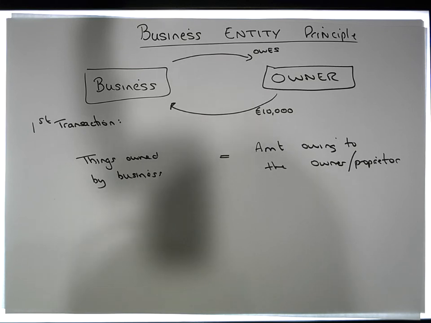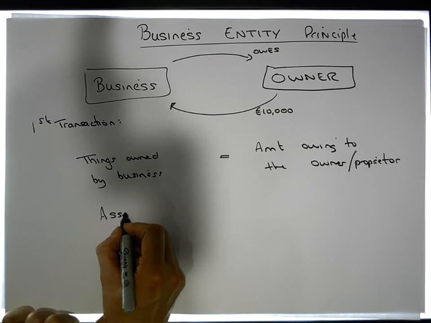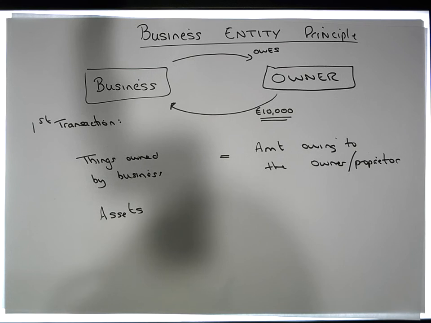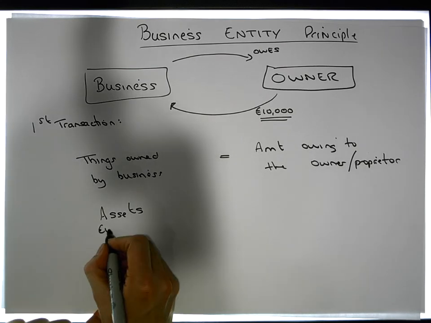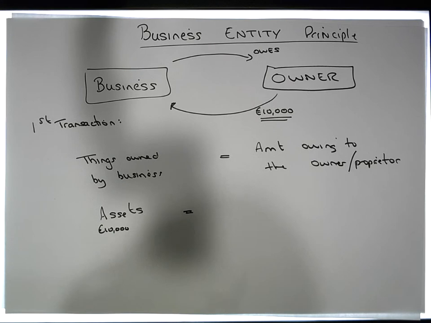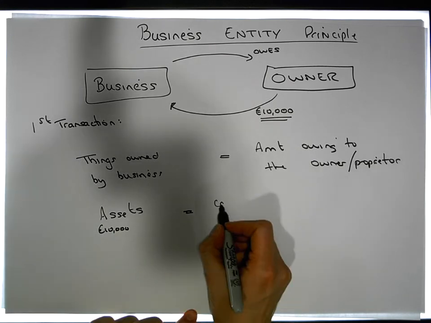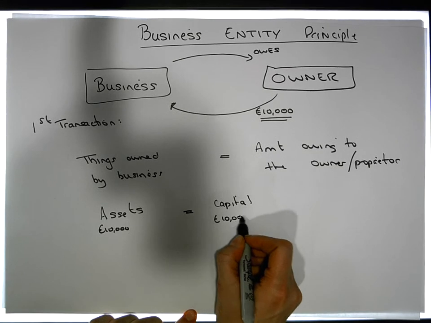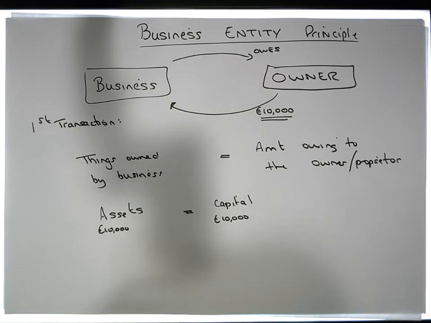Things owned by the business, as mentioned in the balance sheet, are called assets. So this 10 grand that has been given to us by the owner is the business asset. And that is equal to the amount owed to the proprietor, and that is called capital. Capital is the amount invested in the business by the owner of the business, and that is the start of our balance sheet equation.